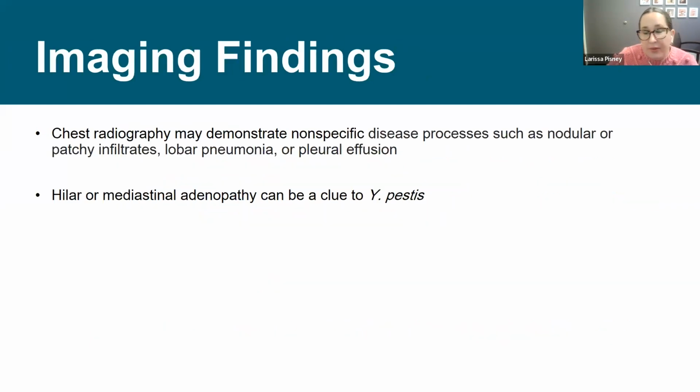Imaging findings are very nonspecific. So chest radiography may demonstrate nonspecific disease processes such as nodular or patchy infiltrates, lobar pneumonia, or pleural effusions. A potential clue to Yersinia pestis, though certainly not unique to this bacteria, is hilar or mediastinal adenopathy.